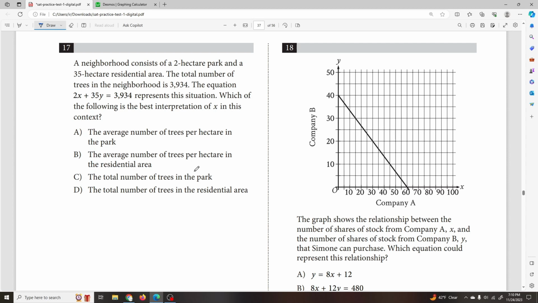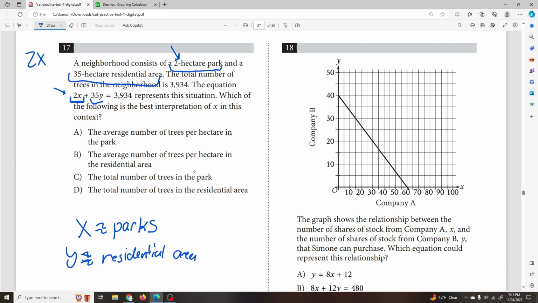So we have a 2-hectare park and a 35-hectare residential area. Just by looking at the coefficients, they have to match. The coefficient is the number in front of a variable. So the number in front of the x is 2, and 2 is the 2-hectare park, right? So we know that x has to be related to parks. Now we have 35y, and y represents the 35-hectare residential area, so y has to represent something that has to do with the residential area.